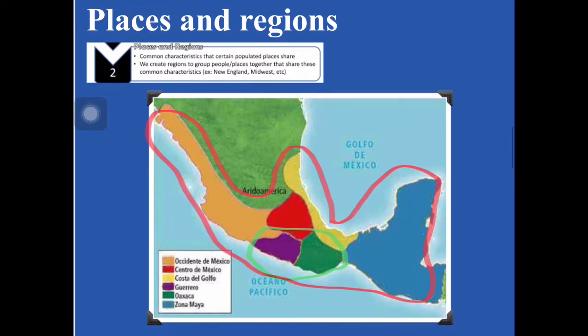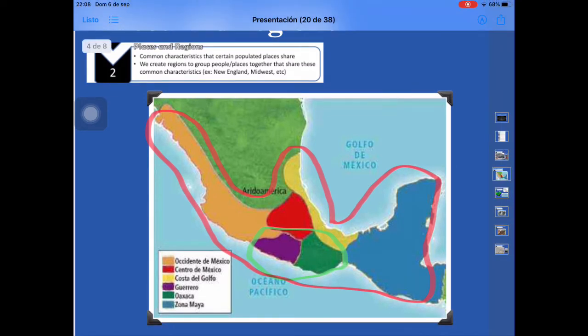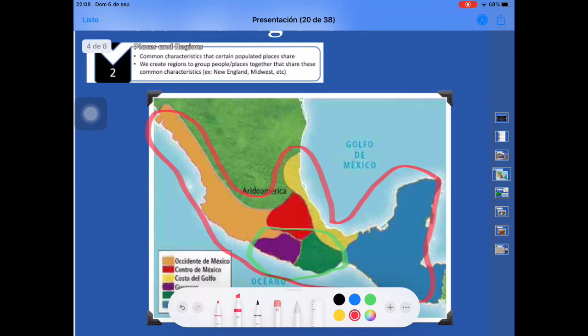Places and region. Common characteristics that certain populated places share. We create regions to group people and places together that share these common characteristics. For example, you have here a map of a cultural region. We're going to be studying this cultural region in the 3rd trimester. And well, let me show you over here on the screen. This cultural region is called Mesoamerica, and it is everything inside the red line that I am drawing just now.